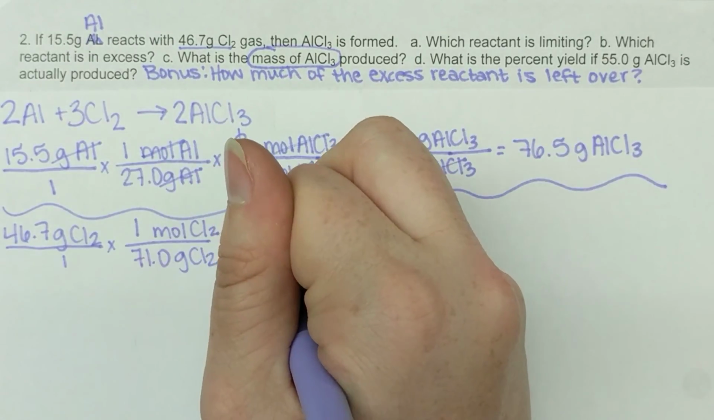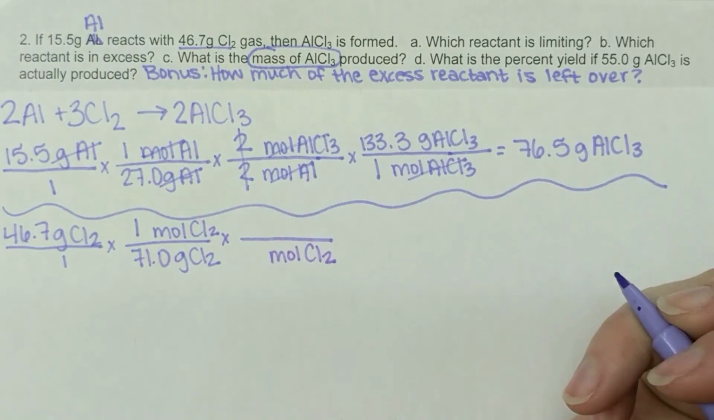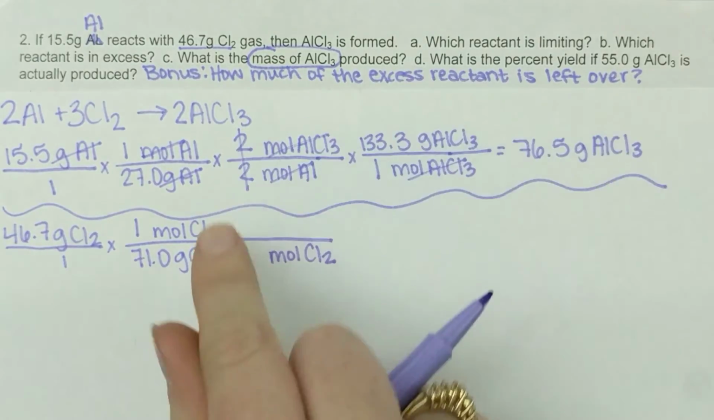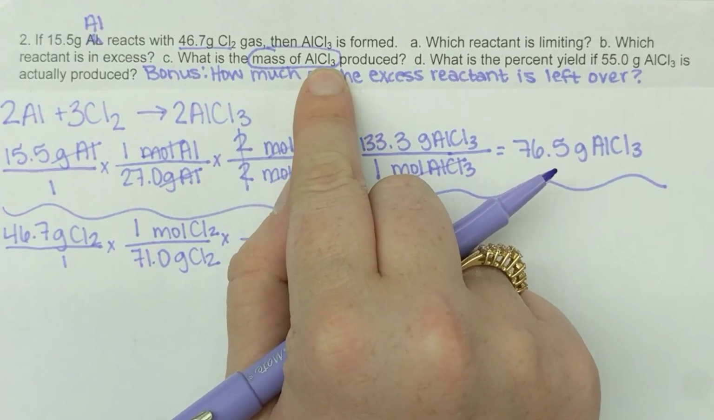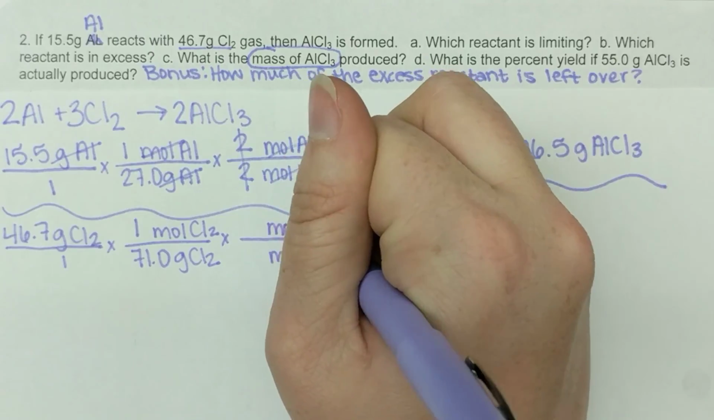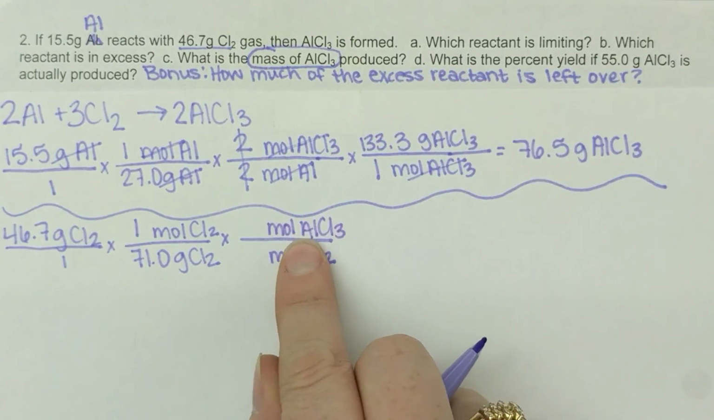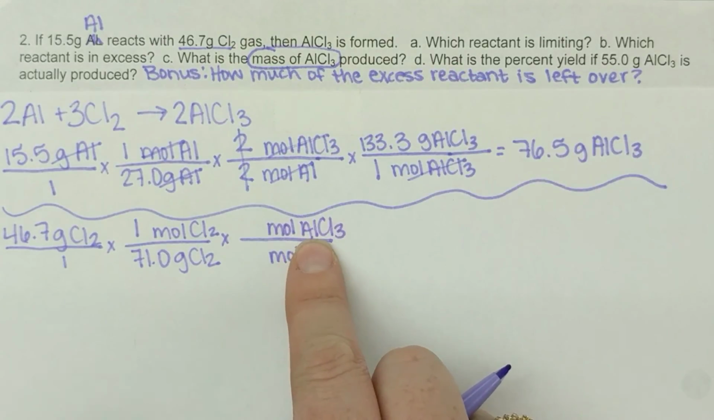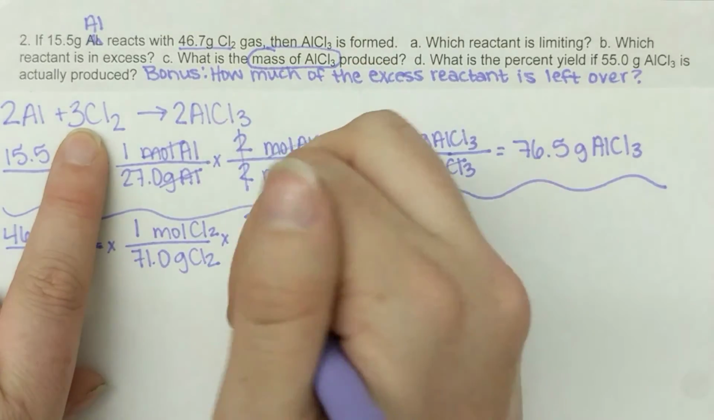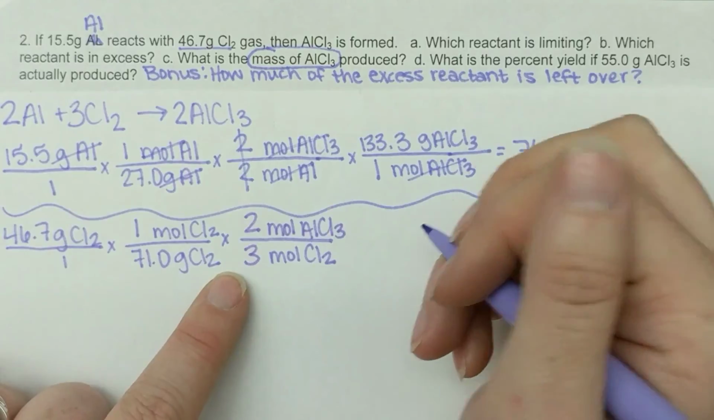Moles of chlorine comes down. And I can switch to moles of aluminum chloride. We're going to the same thing. We're doing two problems, both of them moving to mass of aluminum chloride. First, though, I have to go to moles using the coefficients from the balanced equation. So aluminum chloride again has a 2. Chlorine has a 3. Okay.